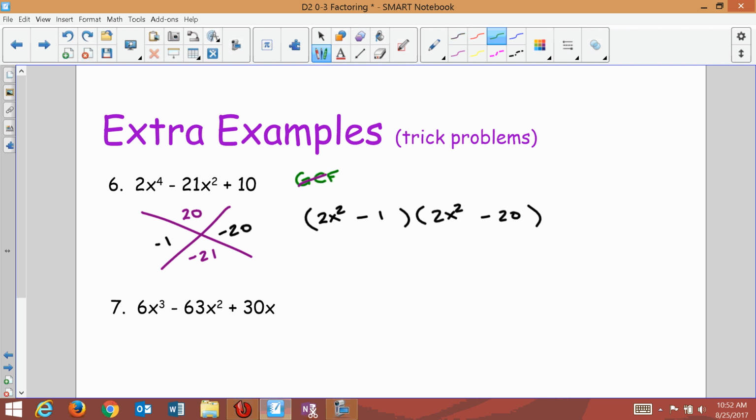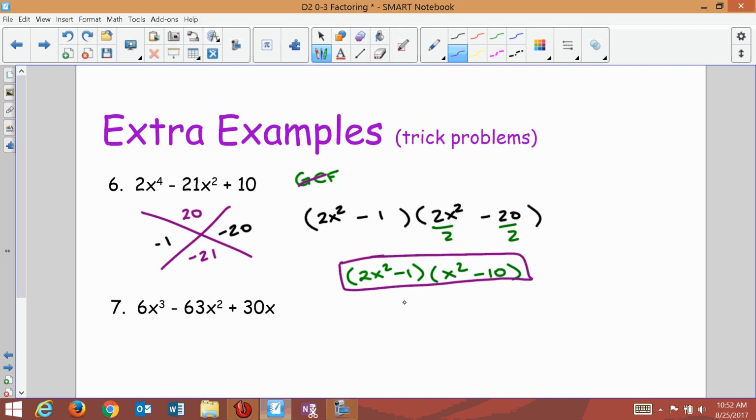I go to bottoms up technique, which means I just look for something that can go into both of these. Well, nothing simplifies that, since only one goes into them, so I go over here. Both of these could be divided by 2. So my actual two factors will be 2x squared minus 1 and x squared minus 10. Now that's the factored form.